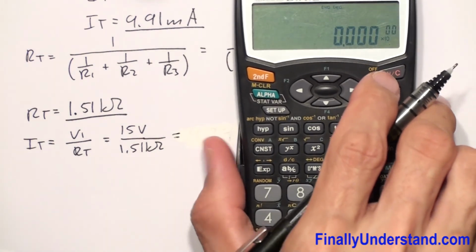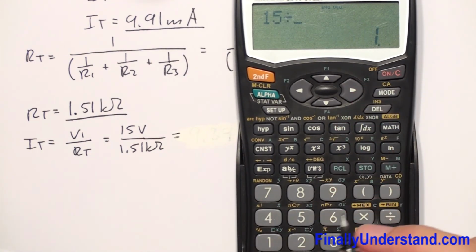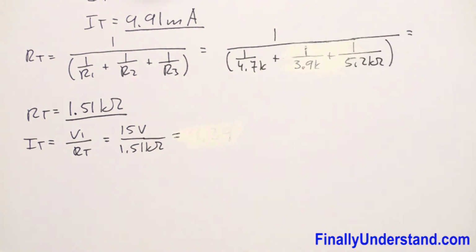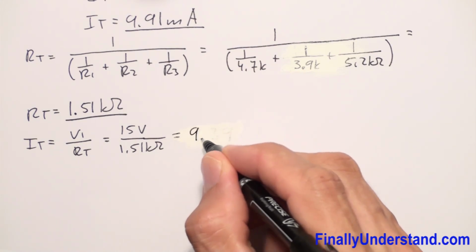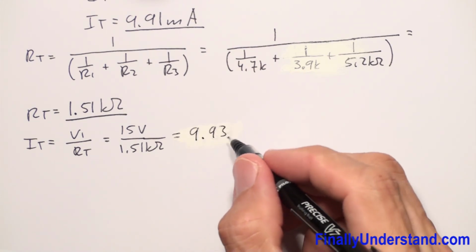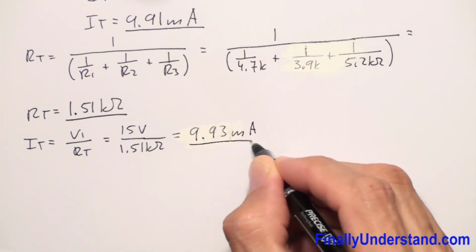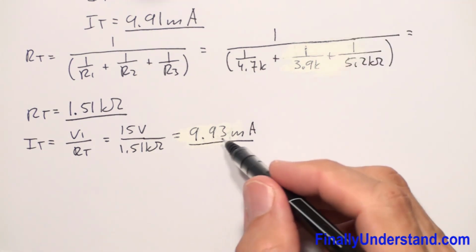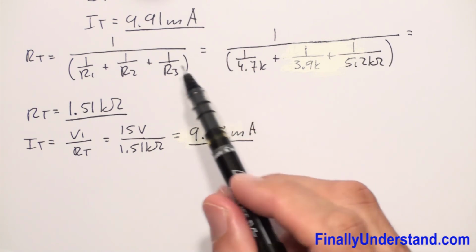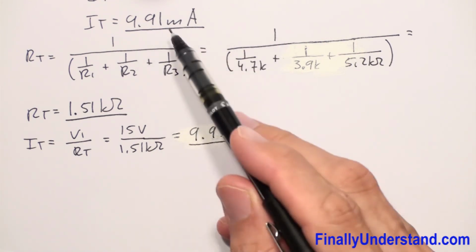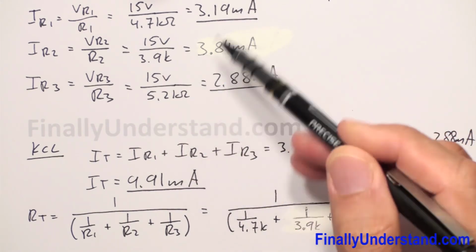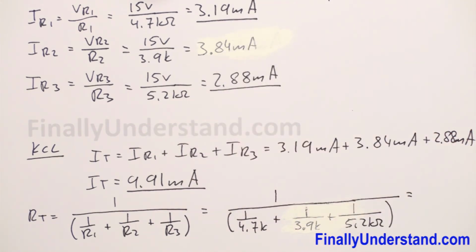So let's calculate it. We have 15 divided by 1.51 exponent 3. This is equal 9.93 milliamps. Now we're supposed to compare the currents. We got 9.93 milliamps, and before we got 9.91 milliamps. So these values are very close to each other. So we can say that our answers, okay, our answers are correct. So we can say that the problem is solved.